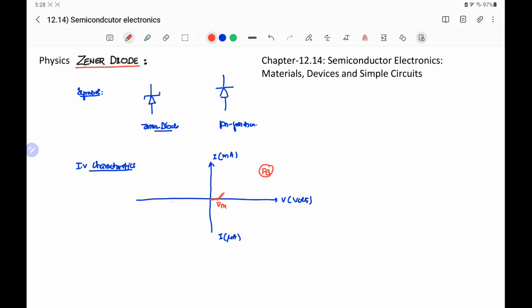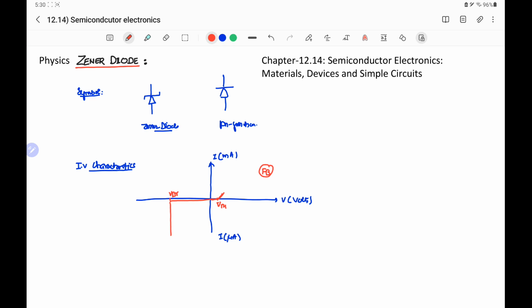And in reverse bias condition, the current is of the order of microampere, which remains constant, independent of the applied voltage. And at the breakdown voltage, the current increases rapidly with a very small change in the reverse bias voltage. This reverse current is due to the flow of electrons, which are the minority carriers, from P to N, and holes, which are the minority carriers in the N type semiconductor, to the P region.